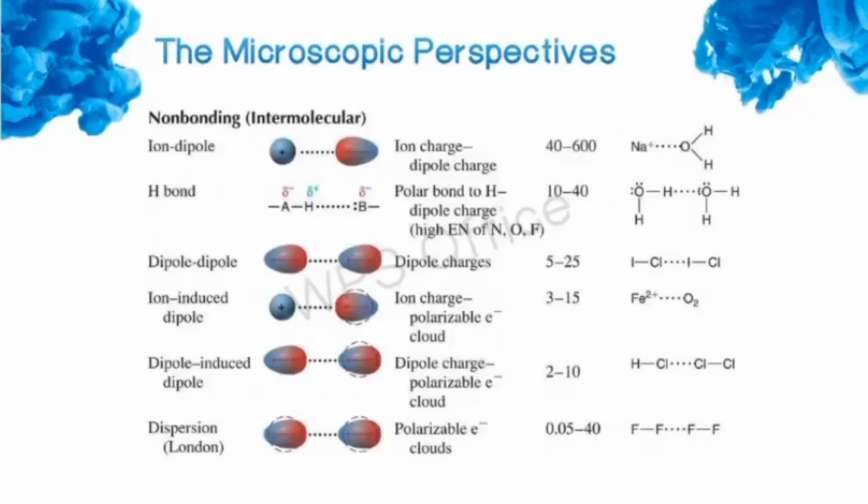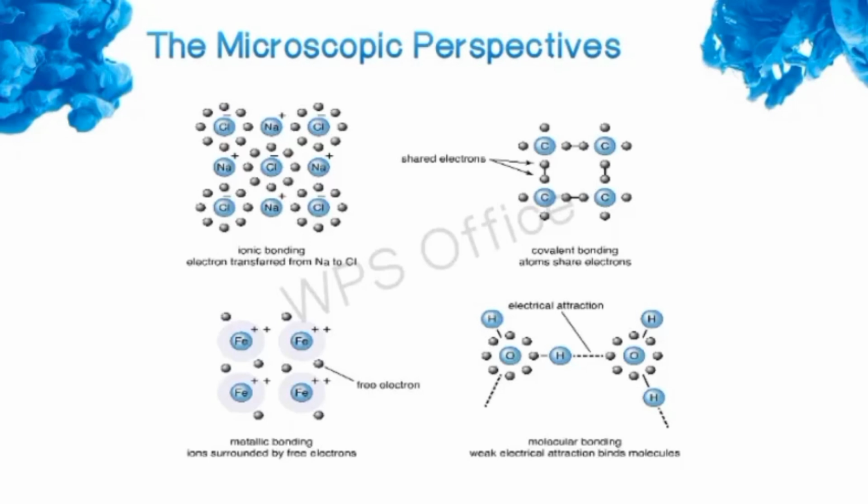The microscopic perspectives: non-bonding intermolecular forces: ion-dipole, ion charge, dipole charge, H bond, polar bond to H dipole charge, dipole-dipole, dipole charges, ion-induced dipole, ion charge polarized electron cloud, dipole-induced dipole, dipole charge polarized electron cloud, dispersion London, polarized electron clouds. In structure number 1, ionic bonding: electrons transferred from Na to calcium.